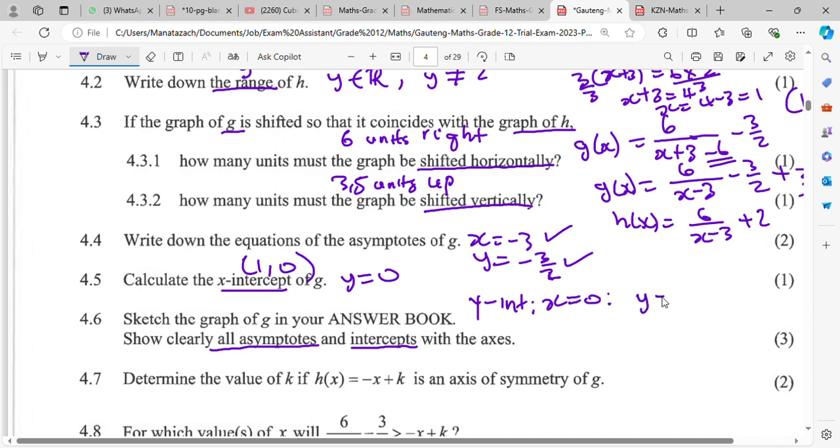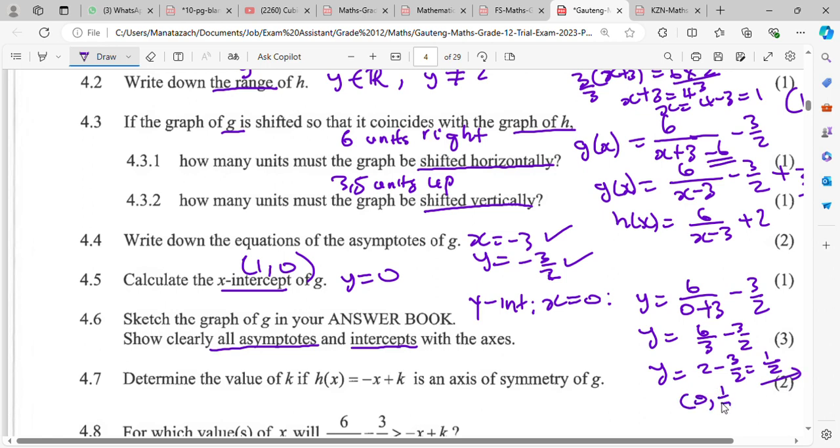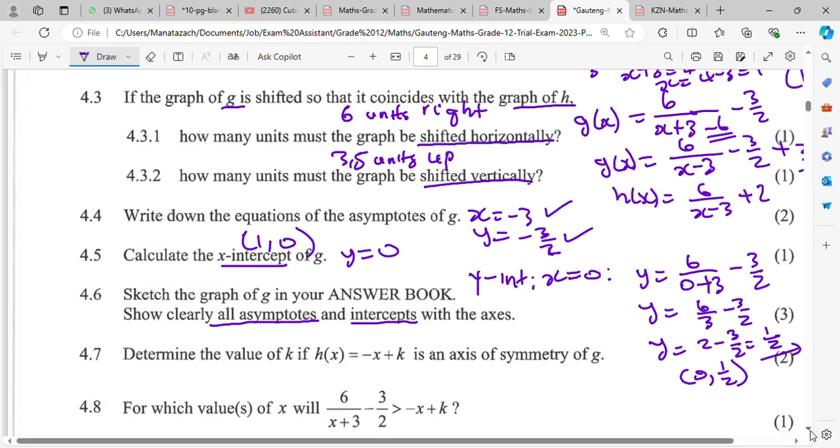So that means y is going to be 6 divided by, x is 0, plus 3 minus 3 over 2. Then this will be, it's basically 6 divided by 3, or if you want to do it the long way, that's actually 6 divided by 3 like that, and then minus 3 over 2. 6 divided by 3 is 2, then you have 3 over 2, right? So basically it's 2 minus 1.5, which is 1 over 2. That's your y-intercept. That would be 0 and 1 over 2 for your y-intercept.